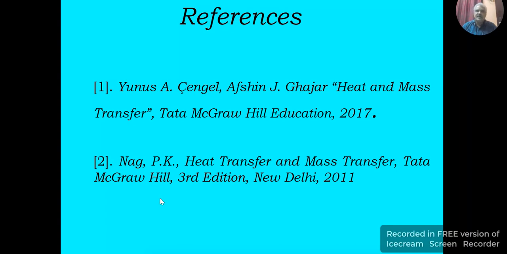In the next subsequent topics, we will try to see the condensation heat transfer.